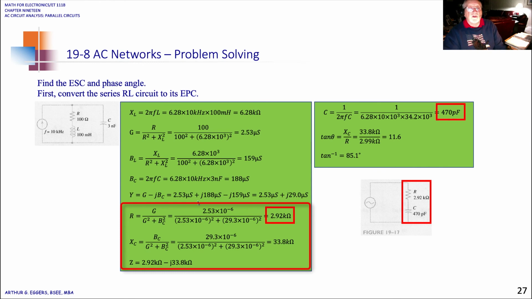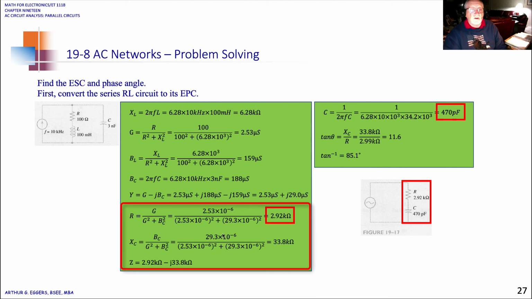Okay, now we're going to convert these into impedances and capacitive reactance. So we switch to the other forms that were given on the previous slide, and we end up with values of 2.92 k ohms. This becomes our series component now. Okay, and when we solve for X sub C, you can see that we end up with 33.8 k ohms. Okay, but in this case, I need the capacitor value because that's what we're driving to.